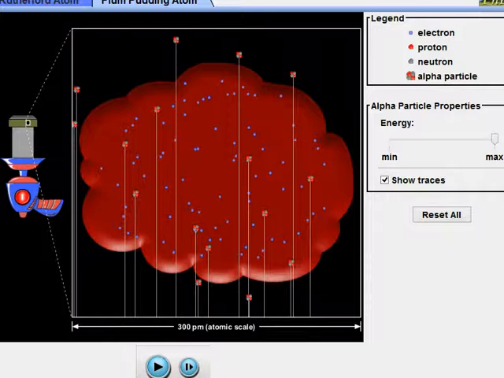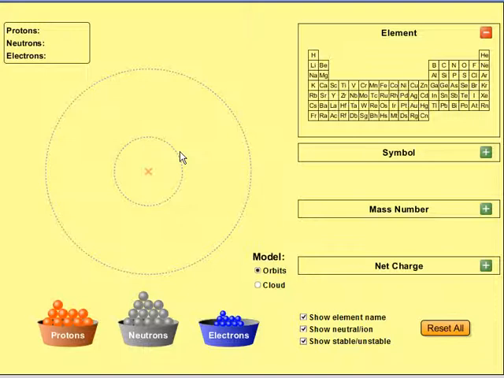We have another simulation for you guys. Okay, I'm just going to pause this. So this entire thing is a very cool simulation to play with. You can build your own atoms. This X marks the spot. This refers to the nucleus. This central X is the nucleus. This first dotted line is the first orbit. The second dotted line, the second circle, is the second orbit.